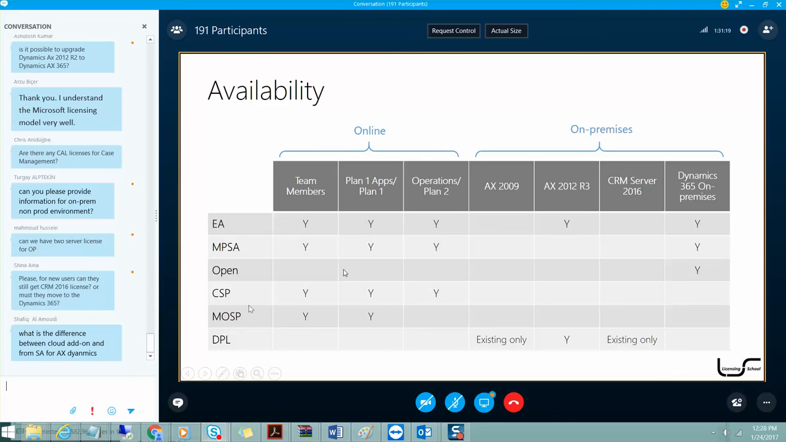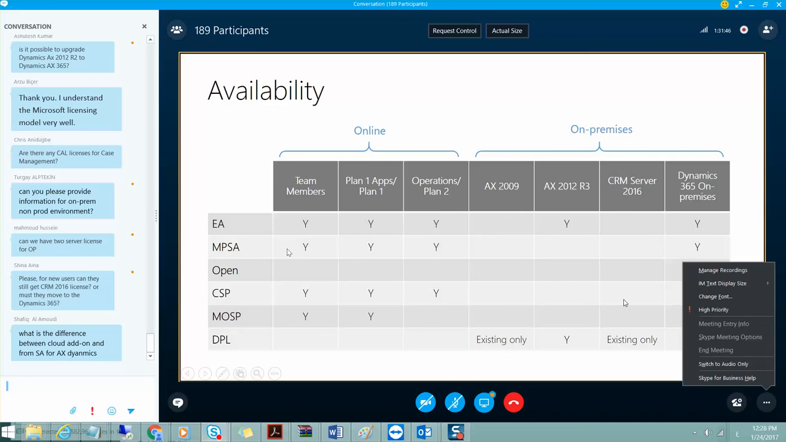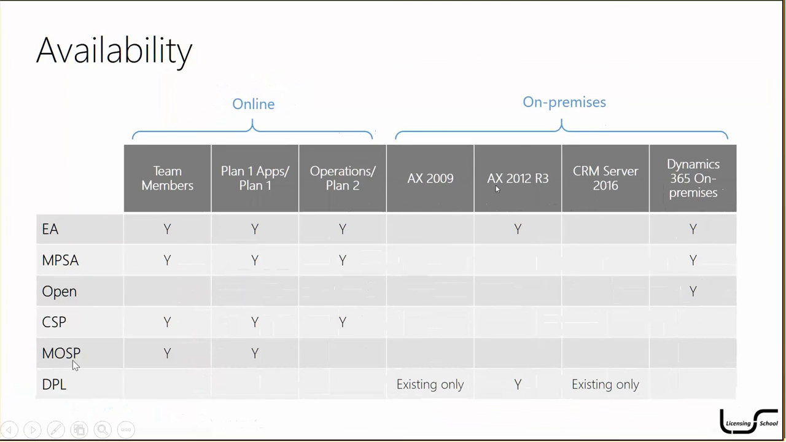What's possibly more interesting is when we get into CSP over here. Look at the things we talked about. Team members, that long orange online service USL, the Plan 1 apps, remember that was the CRM ones, Plan 1, operations or Plan 2, and you can see what's available where. Again, nothing here is available through the Open program, everything is available through CSP, everything is available through the EA, and some things with MOSP are bought direct from the web. So that's just making sure that you know about that.